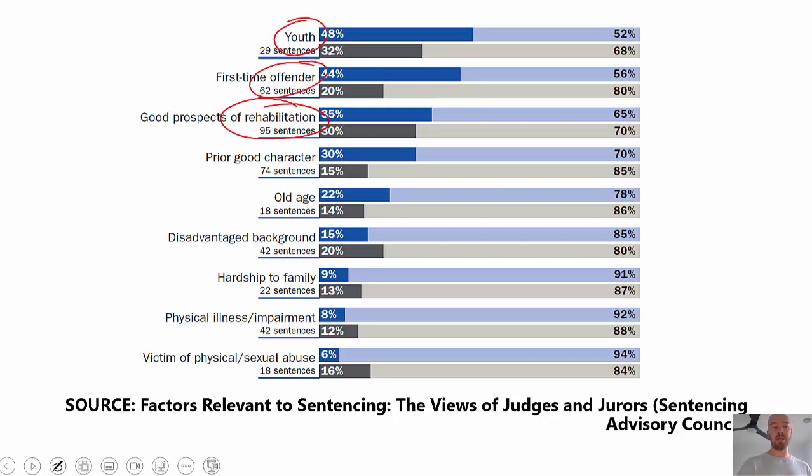They don't give as much weight to things like your background, whether it's a disadvantaged background, whether the sentence will cause hardship to your family, whether you had some kind of illness or impairment that could have caused the issue. So much more weight to those factors of youth, first-time offender, rehabilitation, etc.